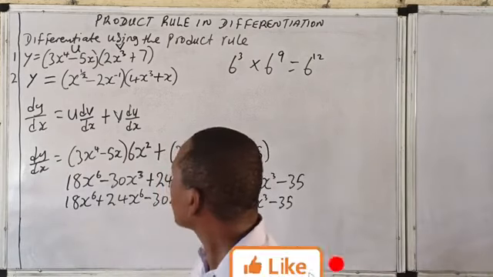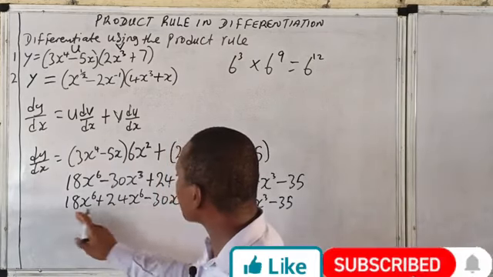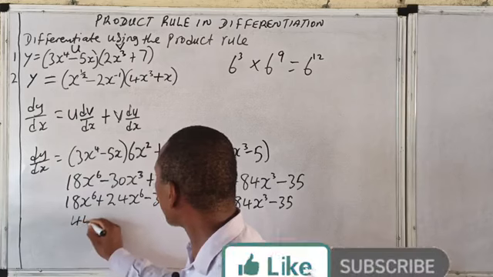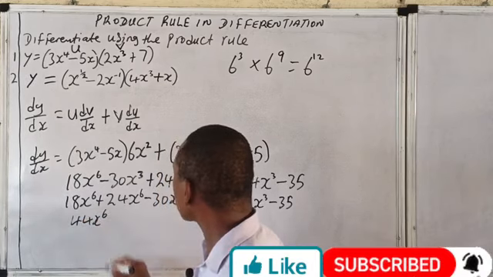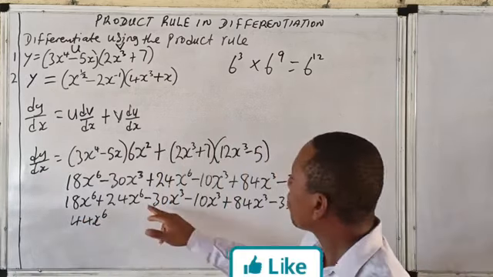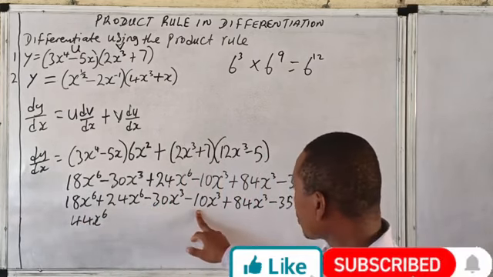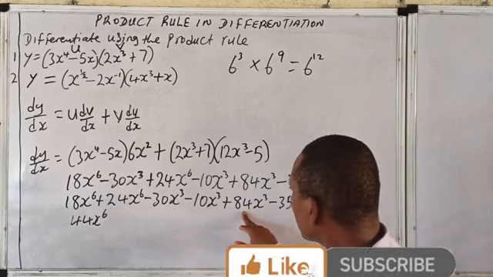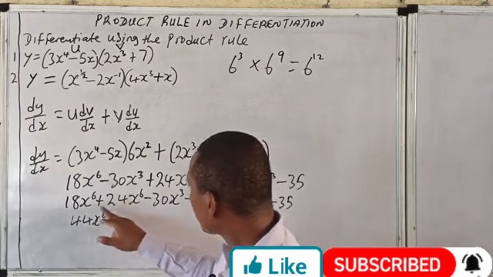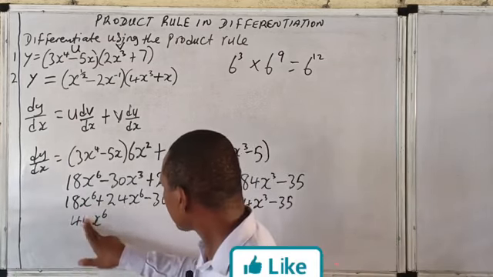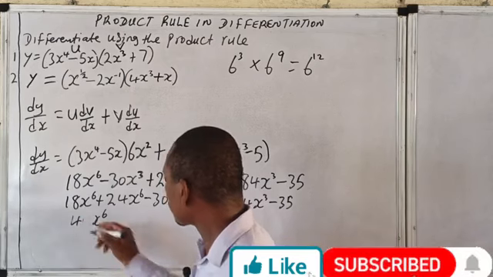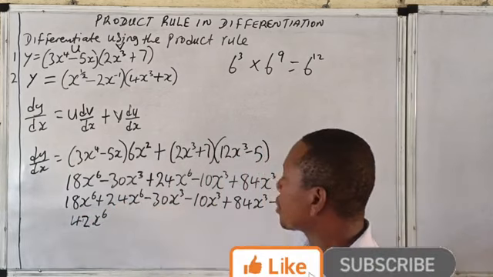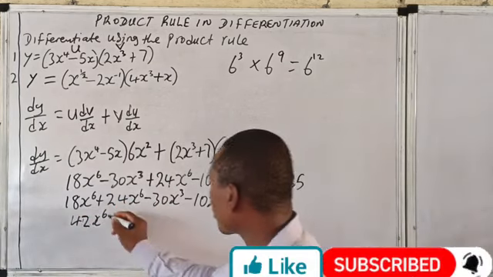We're correct. So once you have this, let's add these two together. If you add these two together, you have 44 x raised to power 6. Now, minus 30 minus 10 is minus 40. If you remove 40 from this, you have, please take note, if you add these two together, you have 42. 8 plus 4 is 12.